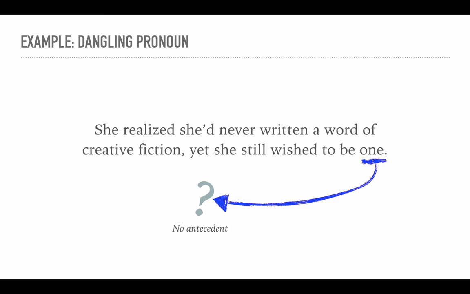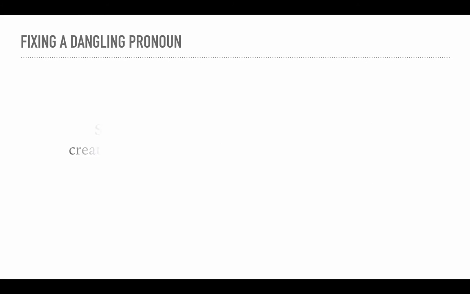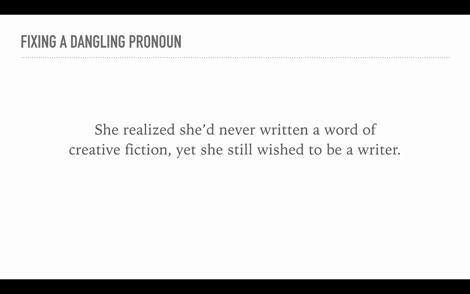The way to rewrite it, of course, is to replace the pronoun with what it intends. So we could say, she realized she'd never written a word of creative fiction, yet she still wished to be a writer. So that's how you can tackle faulty references in your writing.